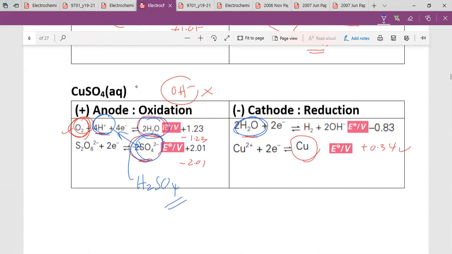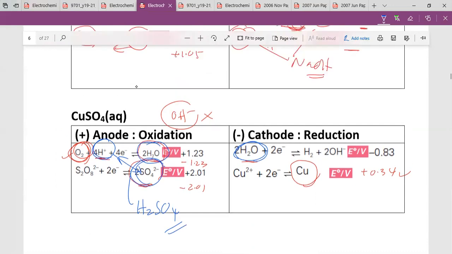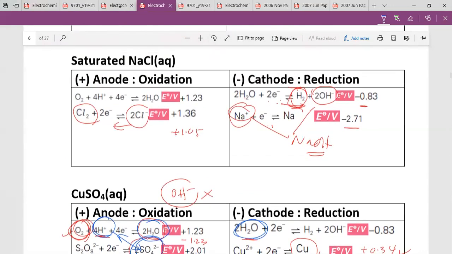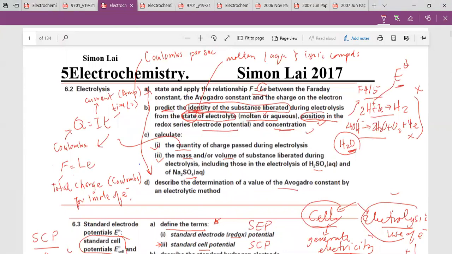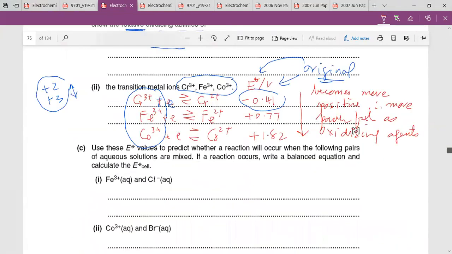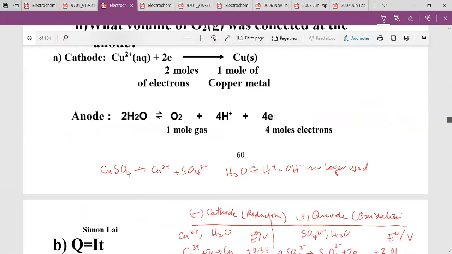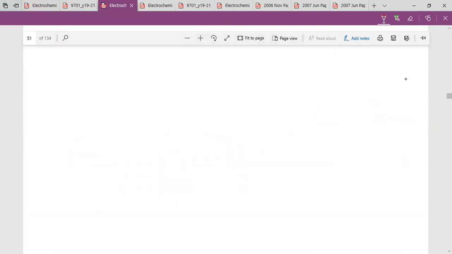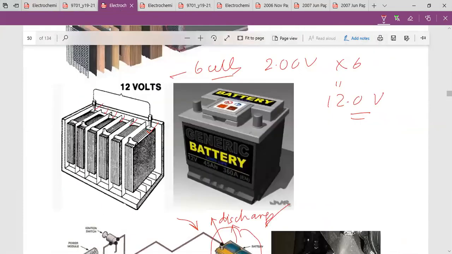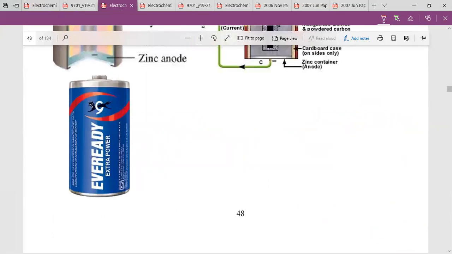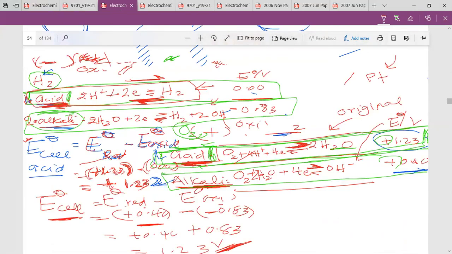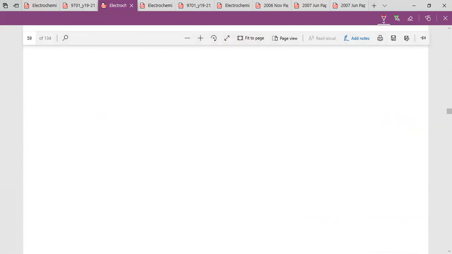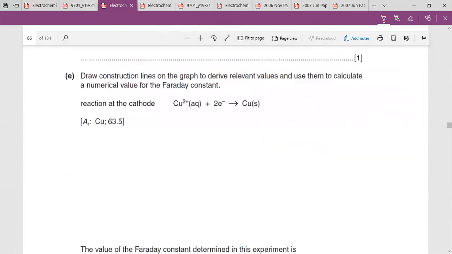Now I need to go to one more thing, which is for electrolysis. This one here, I got to give you. You can see here on the reactive anodes. I need to talk about it. I was thinking, I forgot this one. Never mind, we're getting to that now.